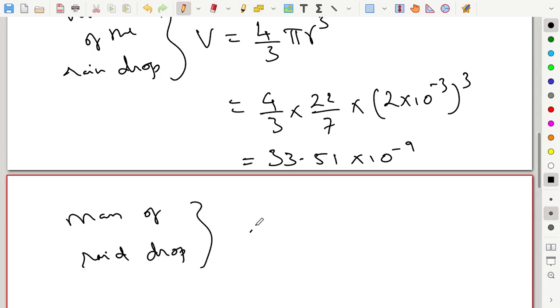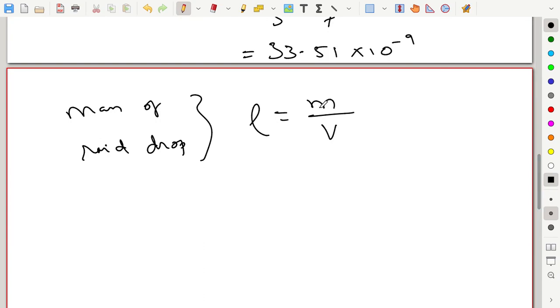So we know that density equals mass by volume. We know the density and we also know the volume. From that we can find the mass. Therefore, mass equals rho times volume. This is not velocity, this is volume.